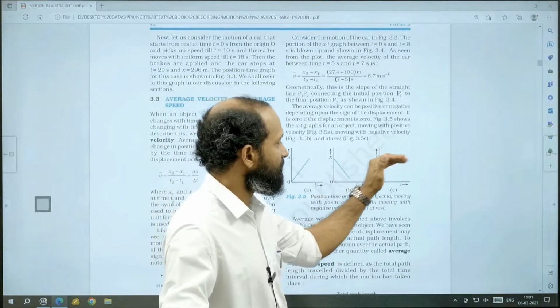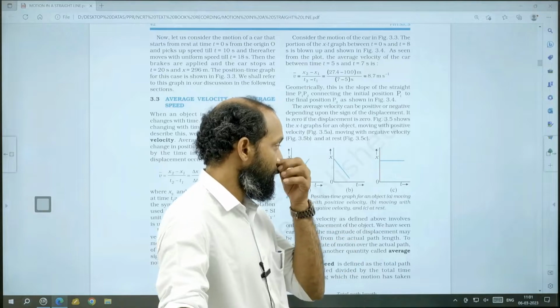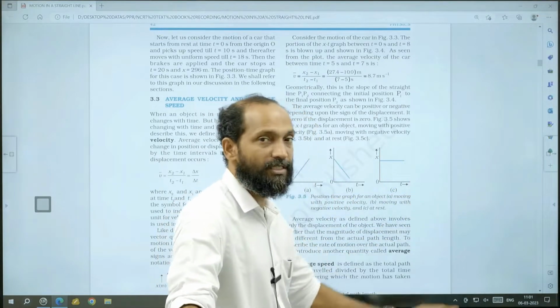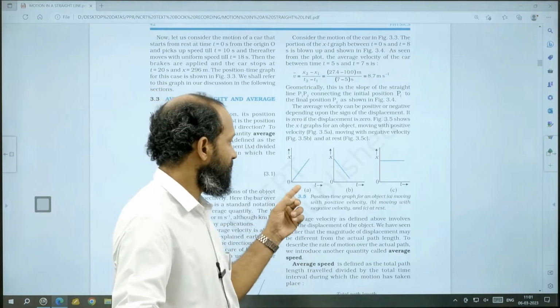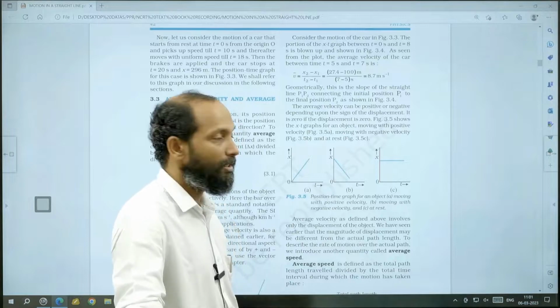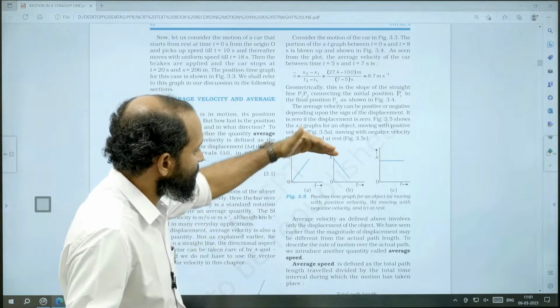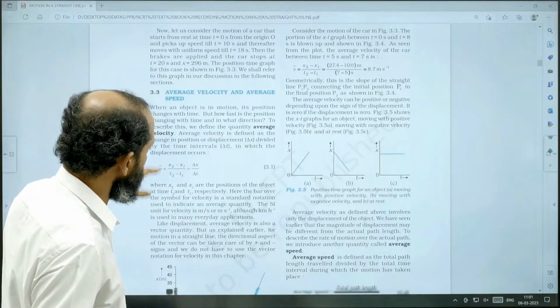Third case, position is constant. That means body is at rest. As time goes, body is at rest. It doesn't change its position with surroundings. So option A, option B, in each of these cases, acceleration 0, but velocity in the first case positive, in the second case negative. That graph is to be importantly learned.